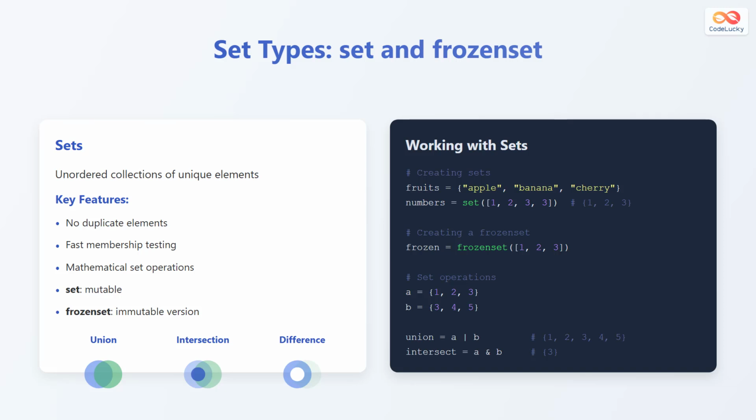On the left, you'll see some common set operations: union, intersection, and difference. Union combines all unique elements from both sets. Intersection returns the common elements between two sets. Difference returns the elements that are in the first set but not in the second set. You can create a set by using curly braces or by using the set function. To create a frozen set, you use the frozenset function. Sets support various operations such as union, which is represented by the pipe symbol, intersection, which is represented by the ampersand symbol, and difference, which is represented by the minus symbol.